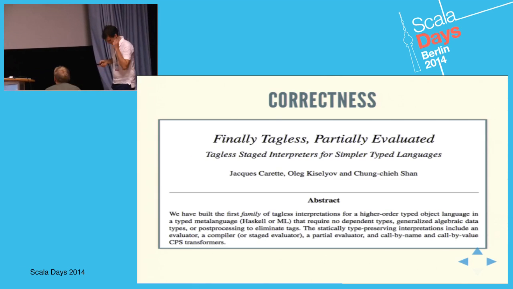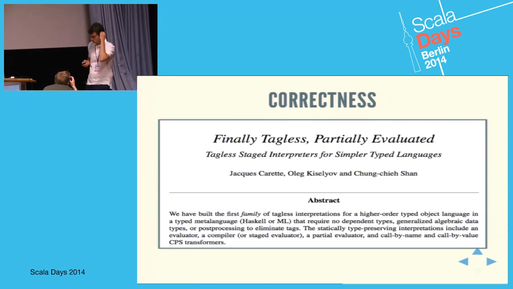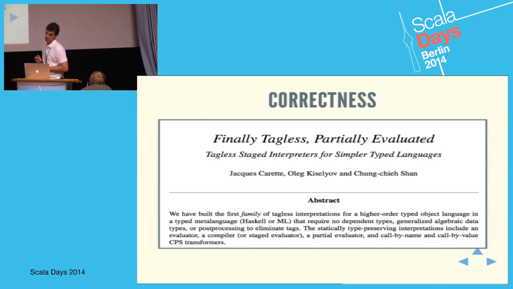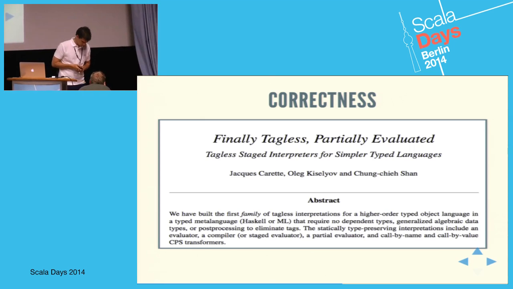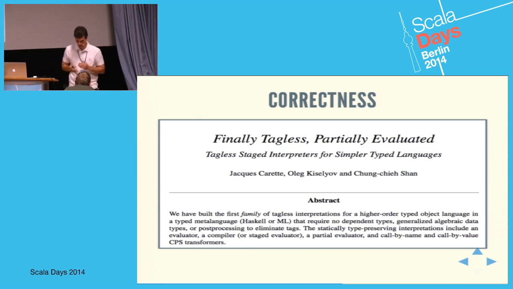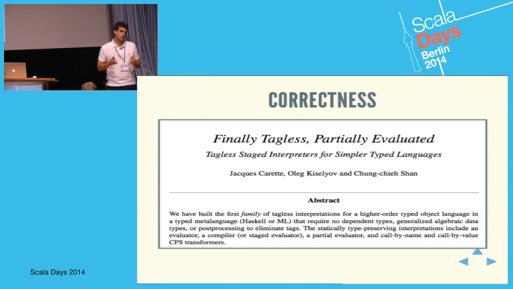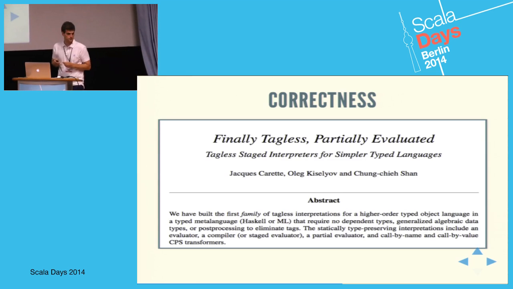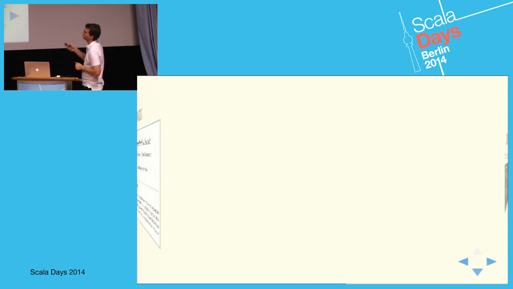And luckily, of course, everything we do, Oleg has done before. There is a paper by him, finally tagless partially evaluated. And in this paper, he proves a part of our translation. And in a paper that's under submission, we proved the rest. Okay? So the translation is correct. So you take a direct embedding, translate it, and you'll get a 100% correct thing, modulo bugs, of course.